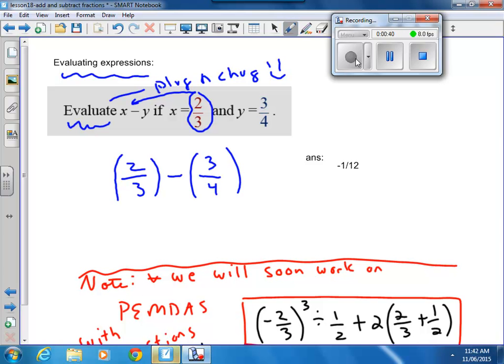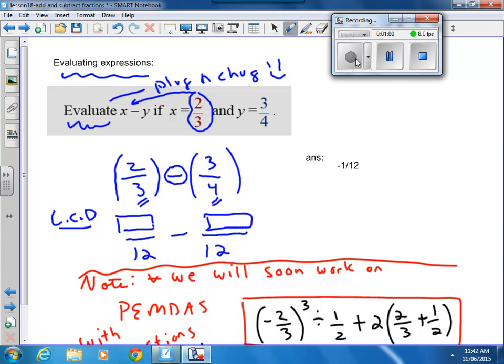Now I've got to think about how I'm going to subtract them. Well, they need the LCD, the least common denominator. Well, 3 and 4 both go into 12. So when you get comfortable, you'll start to be able to look at it and say, I know the LCD is 12. Now I'm going to transform both of these fractions into something out of 12. Now I'll do this in another color.